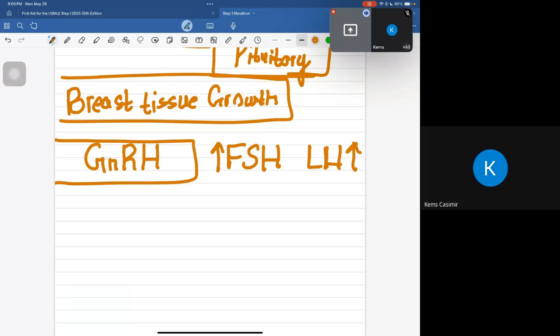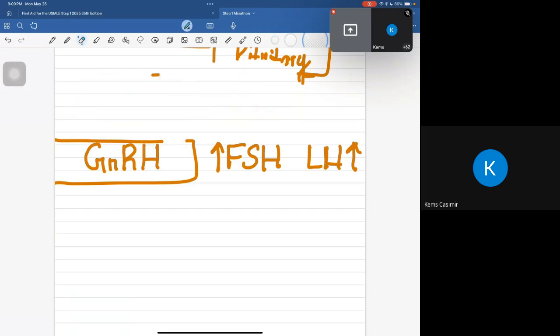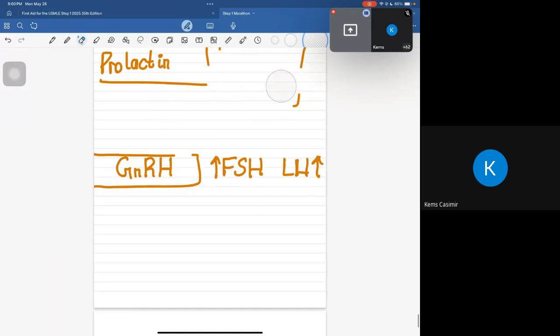Now, what does prolactin do? Prolactin is a very bad hormone, right? Prolactin is going to inhibit GnRH secretion. So if there is a lot of prolactin in your body, the GnRH secretion is going to be inhibited, right?